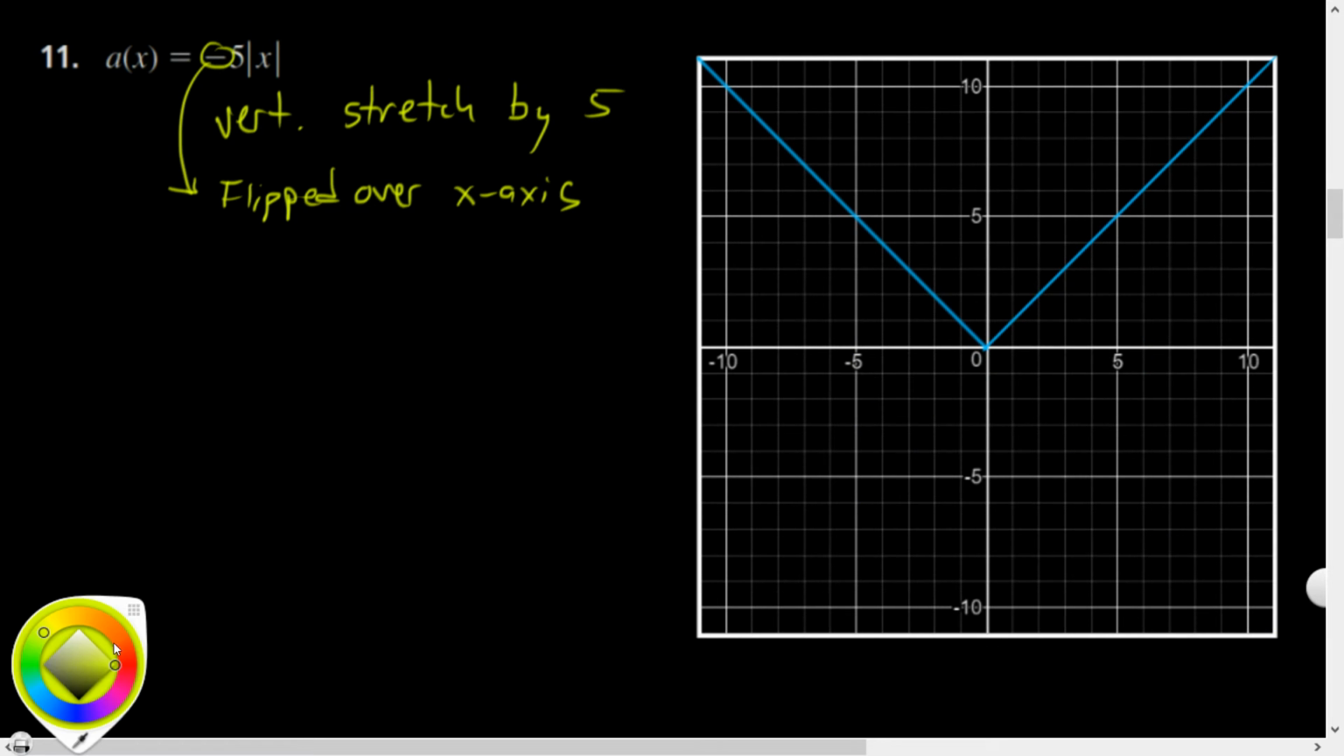So using these points, 0 is the height of this point. Multiply 0 by -5, you still get 0. Here's this point. This is at 1. What do I get when I multiply 1 by -5? 1 times -5 is -5. And how about 2?